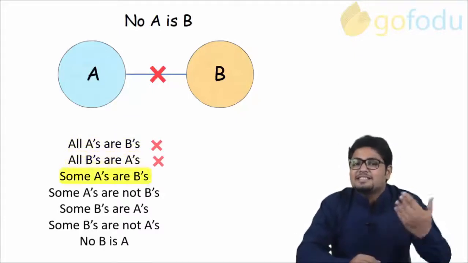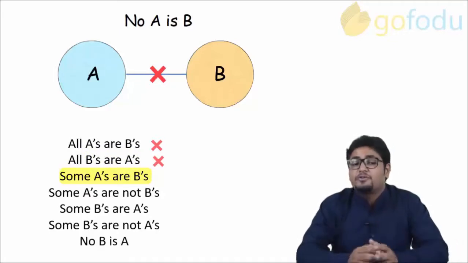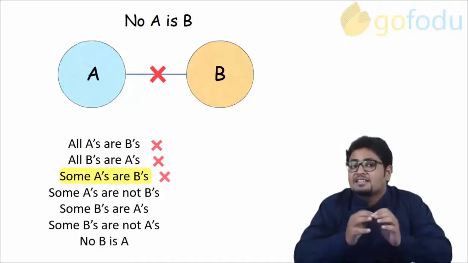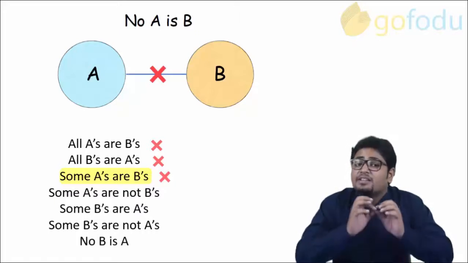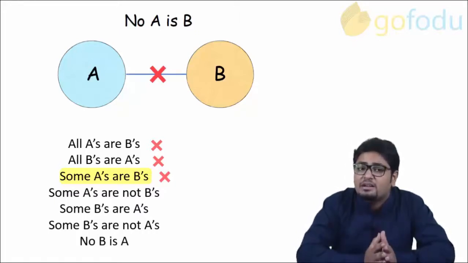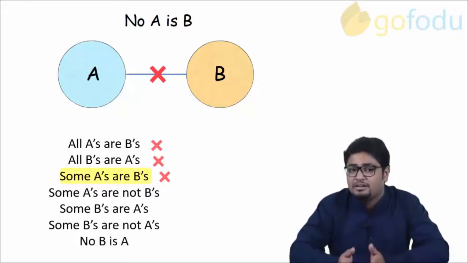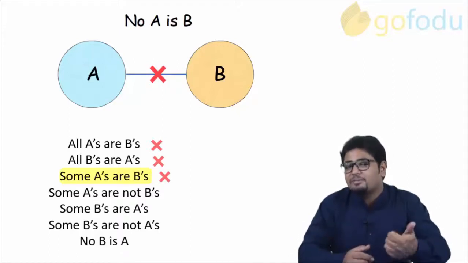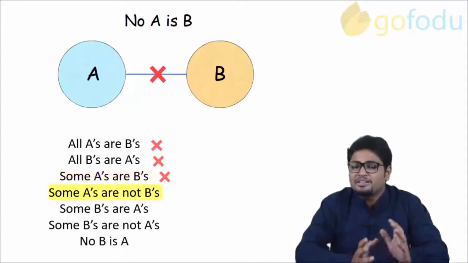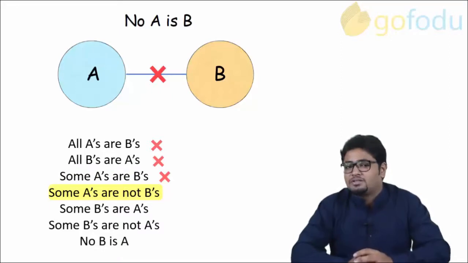Next we have "some A's are B's", which will again be wrong as it is given in the statement that there is not even a single element common in A and B. Some statement is a bit tricky one. "Some A's are not B's."